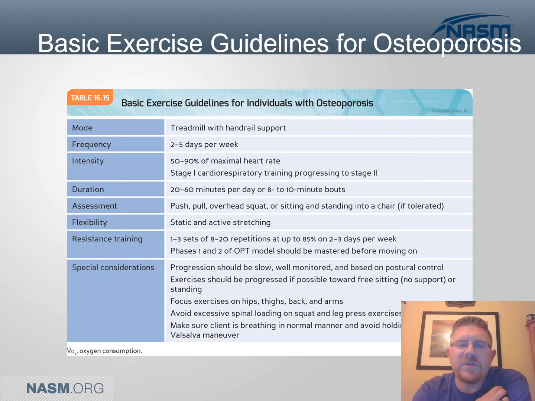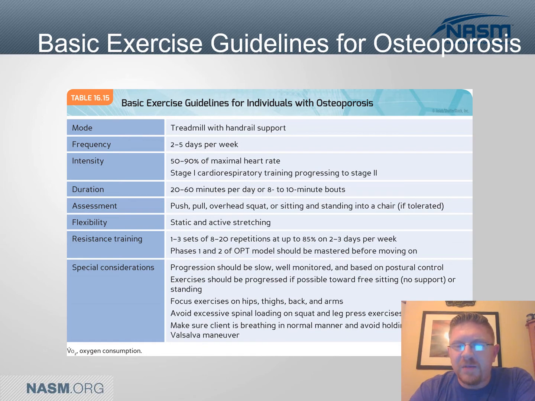There you go. Give them a treadmill with handrail support. They actually make different types of treadmills, ones with softer decks or ones with harder decks for different populations. So if you go to a senior citizen center and they've got treadmills, they probably have the decks on the softer side. The deck is what you run on, what the belt runs along. More forgiving, a little bit easier for that population.